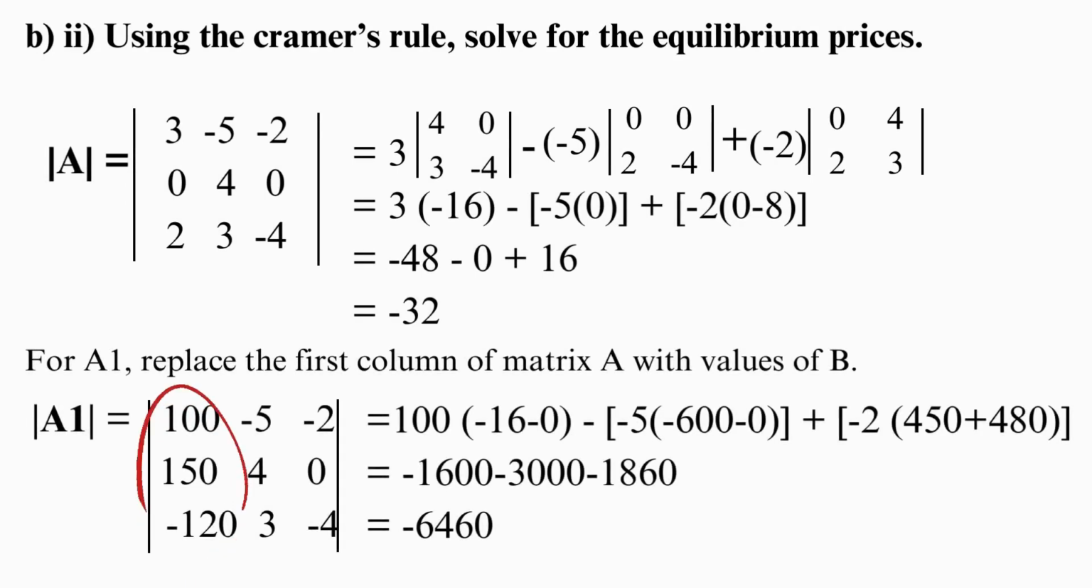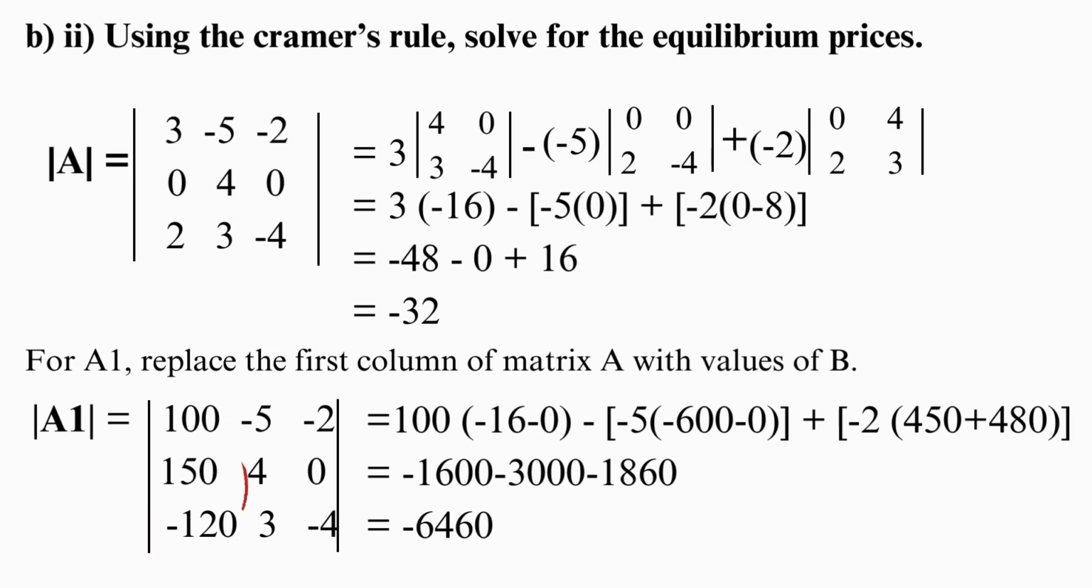For question B2, use Cramer's rule to solve for the equilibrium price. In Cramer's rule, the determinant value is important to find the value of the variables. Here we also need to find A, A1, A2, and A3. So the determinant of A is negative 32.